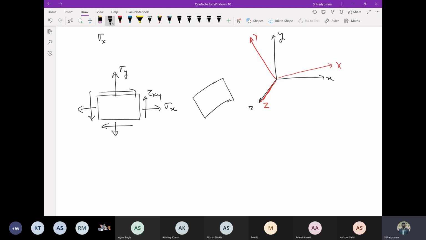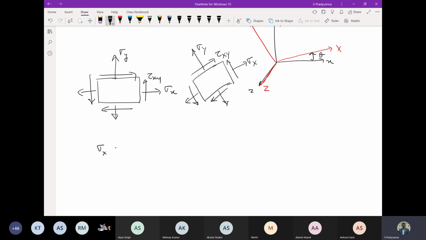Okay. So this is my sigma capital X. This is my sigma capital Y. These are the values of tau capital XY. I would like to find out this. So that means this is given an angle theta with respect to the small x axis, right? So I know the equation.